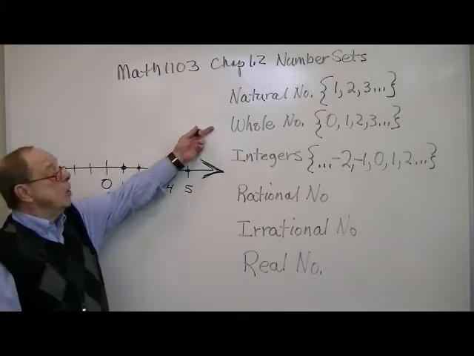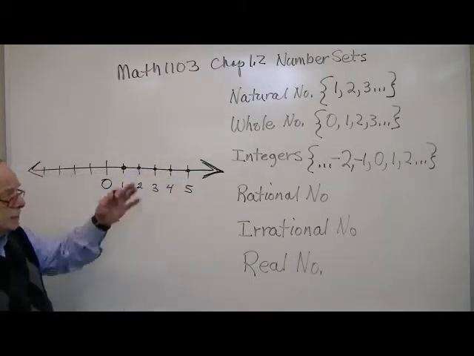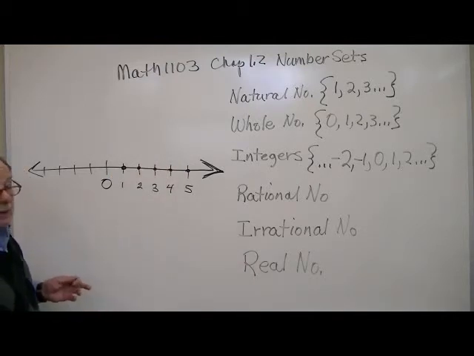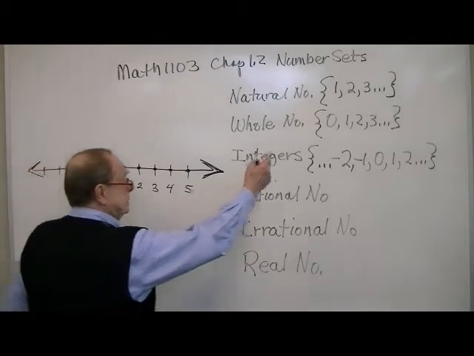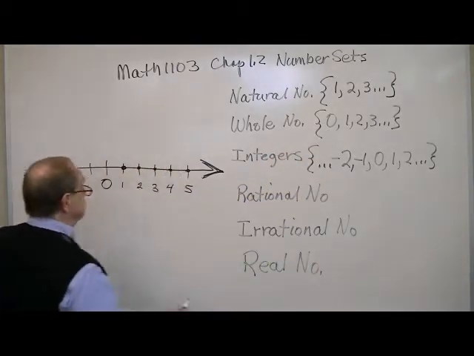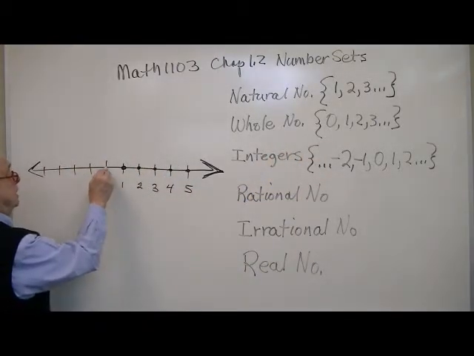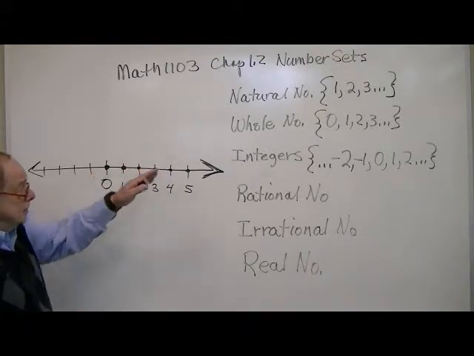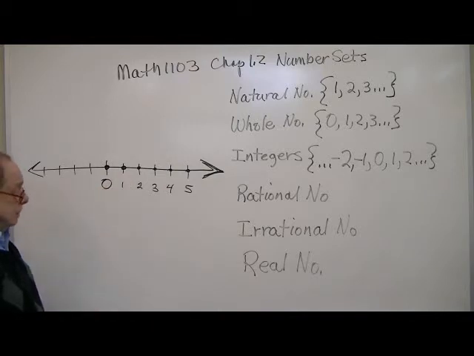The next group are whole numbers, and as you look at them, it looks very similar. In fact, the only thing added is the number 0. When we plot it on the line here, this is now the graph of the number set for whole numbers.